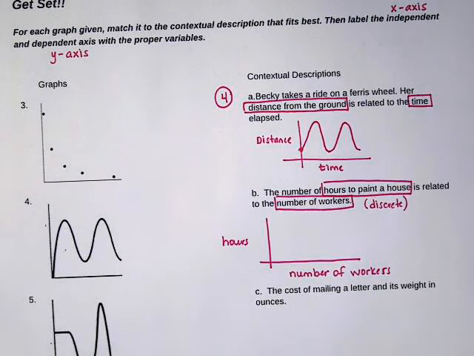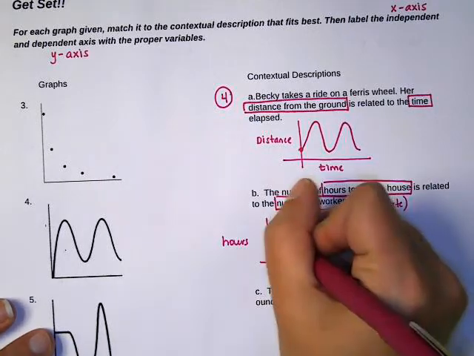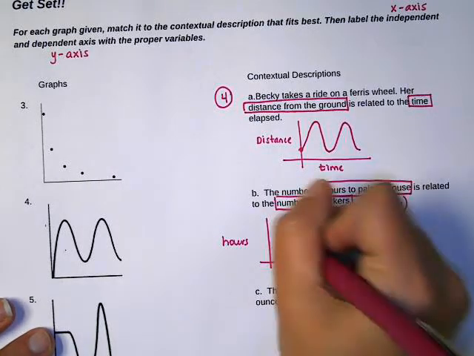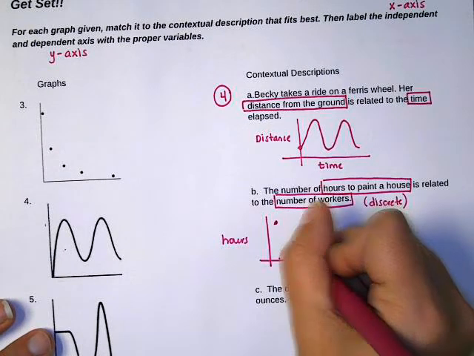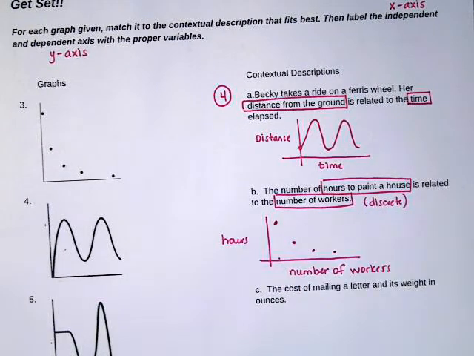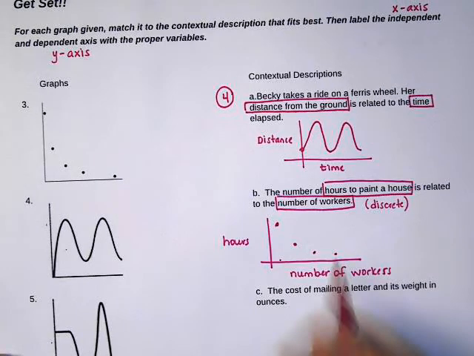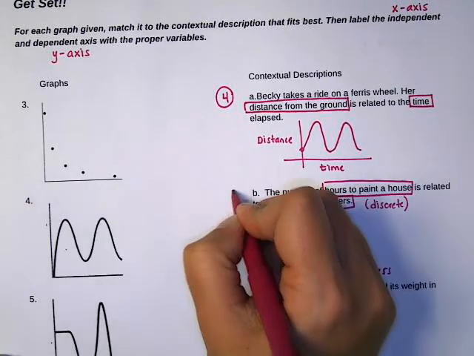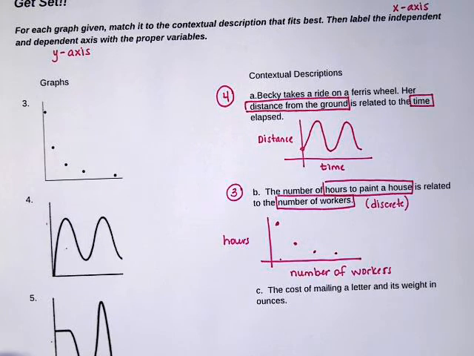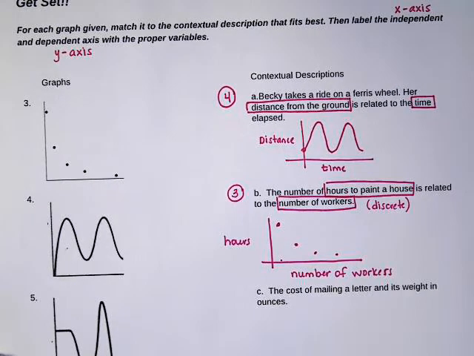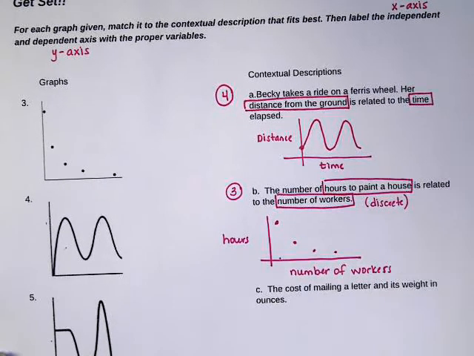Now, the more workers I have, the less time it's going to take to paint this house. So I'm thinking that if there's only 1 worker, it's going to take a long time, a high amount of hours. And then each time I add in a worker, it's going to take less and less time. So more workers means less time. That to me looks a lot like the graph in number 3. We're going to go ahead and save options C and D to talk about when we're in class.